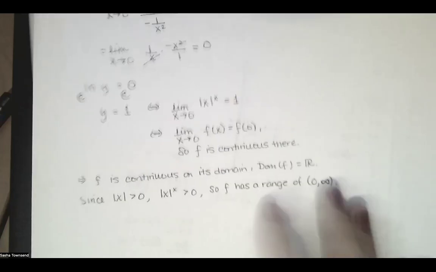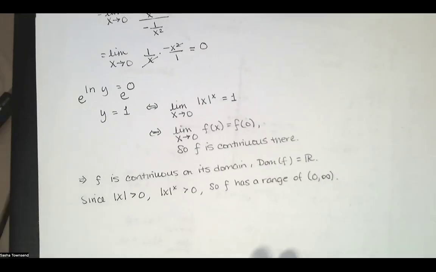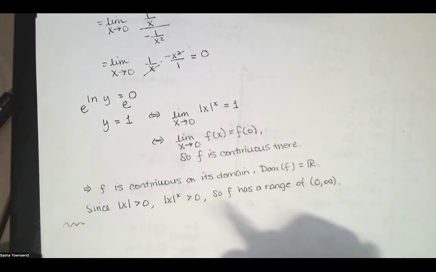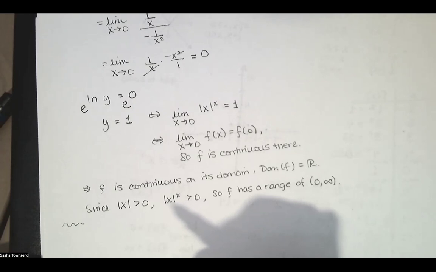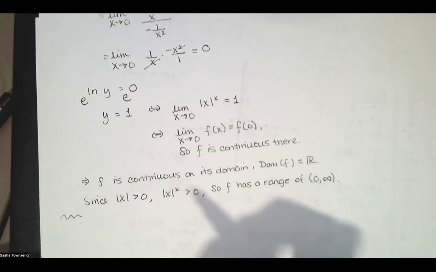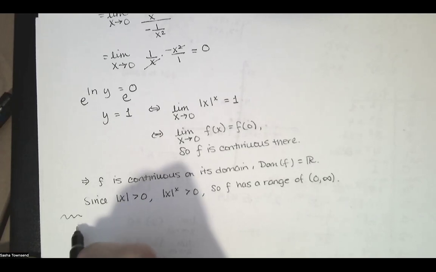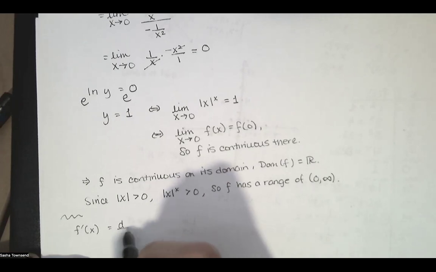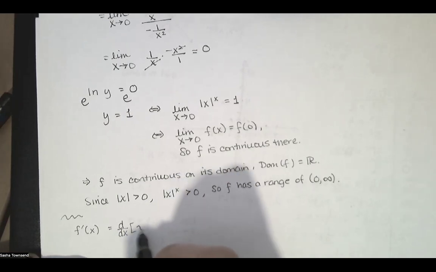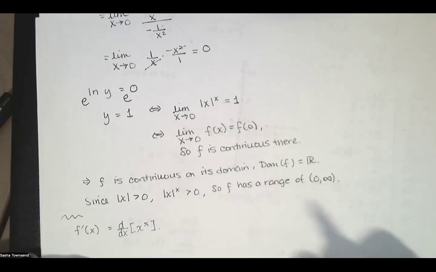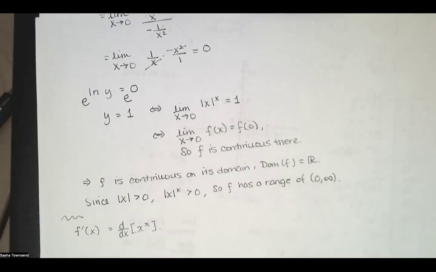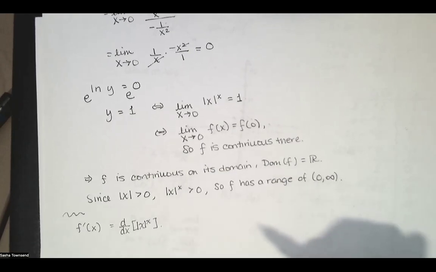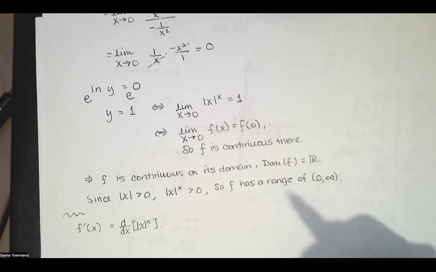Okay, so we know the domain, we know the range, and now we might be interested in the derivative of the function. So let's compute the derivative and use the derivative to find any points of inflection and any intervals where the function might be increasing or decreasing. So we want f prime. And f prime is going to be the derivative with respect to x of the absolute value of x to the x. You might say, I don't know how to do that. Well, we can compute that derivative using logarithmic differentiation.